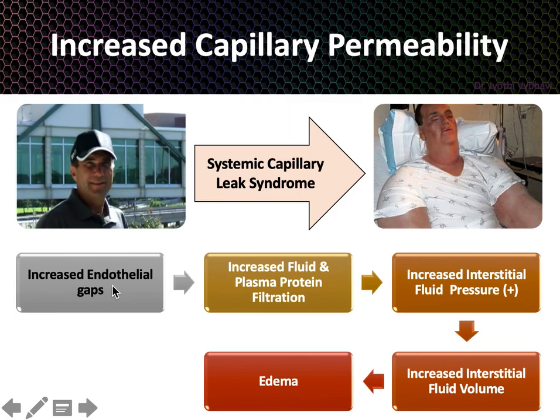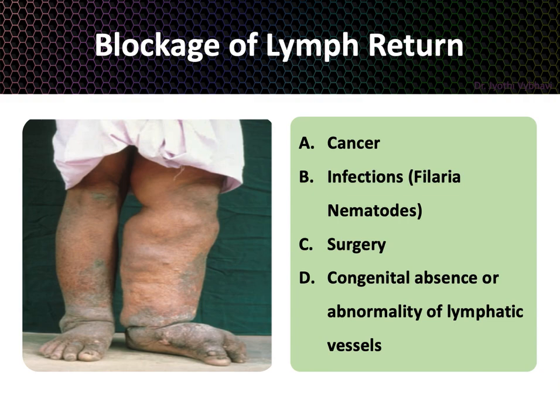So increased endothelial gaps lead to increased fluid and plasma protein filtration. Too much fluid in the interstitial fluid, so that its pressure becomes positive. When it becomes positive, it becomes high compliance, and too much water is coming into the interstitium. Volume increases like anything, liters together are there in the interstitium, maybe 20, 30, 40 liters like that, and there is generalized edema, a very dangerous kind of edema. This is about the case which we had discussed before in the microcirculation class. And the last reason is blockage of lymph return.